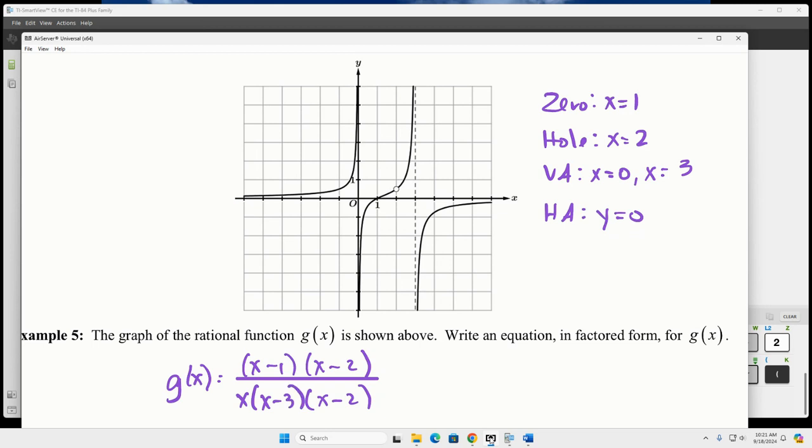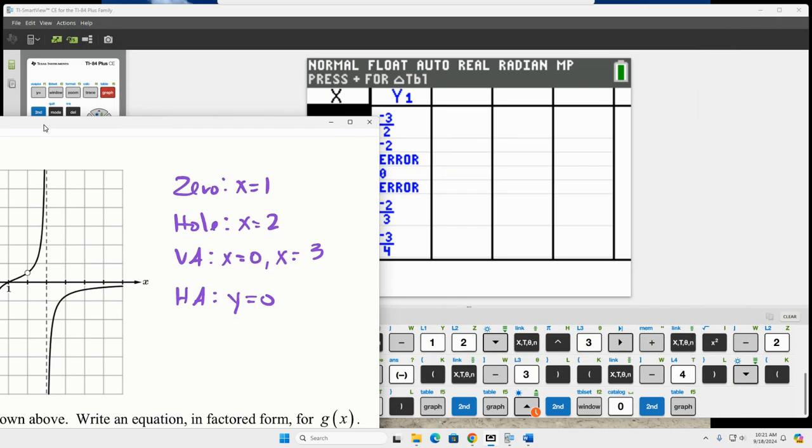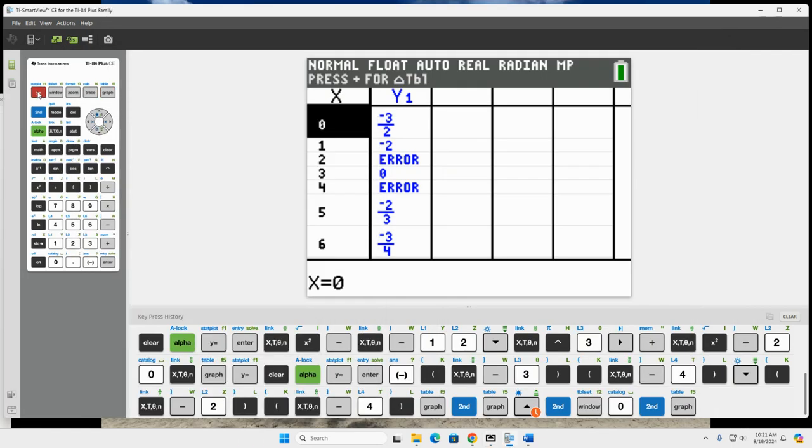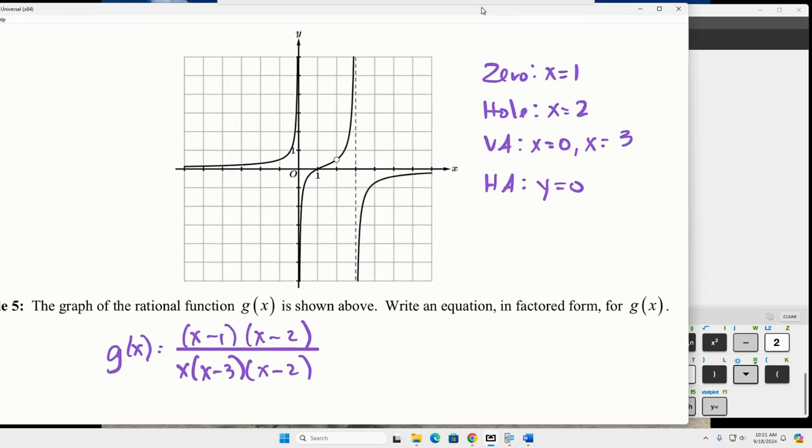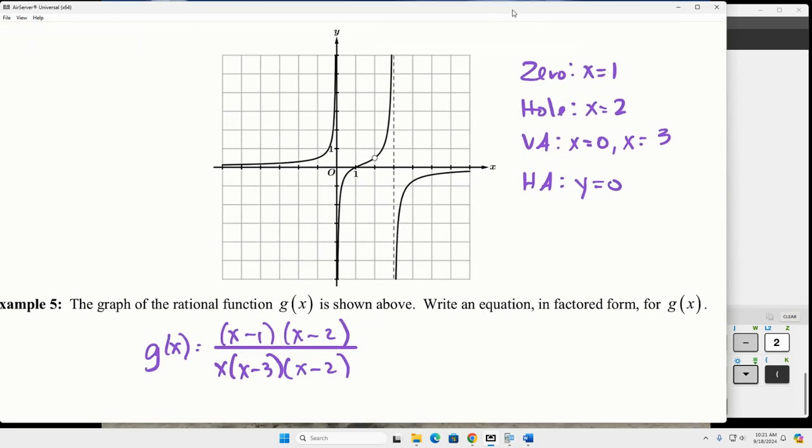Okay, I'm going to type this in real quick, and then we'll decide if this is right. The reason I can't tell for sure is because the horizontal asymptote is 0. So when I look at this, the degree of the numerator is less than the denominator, so it is 0. That doesn't mean this is right.